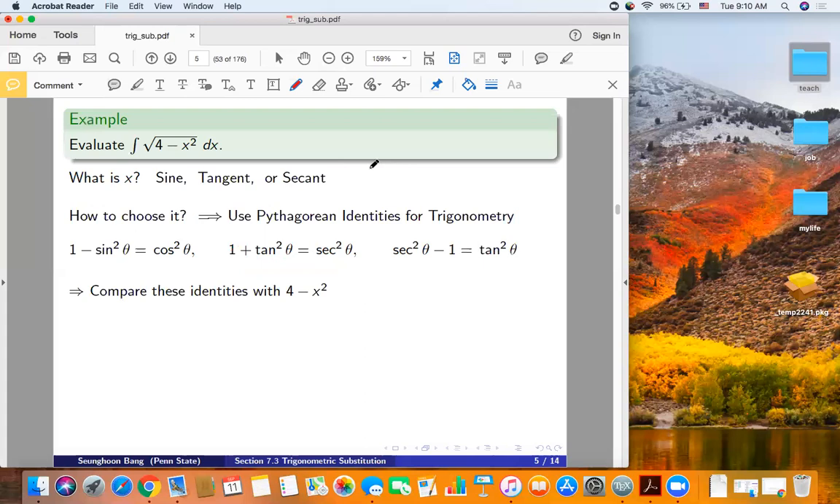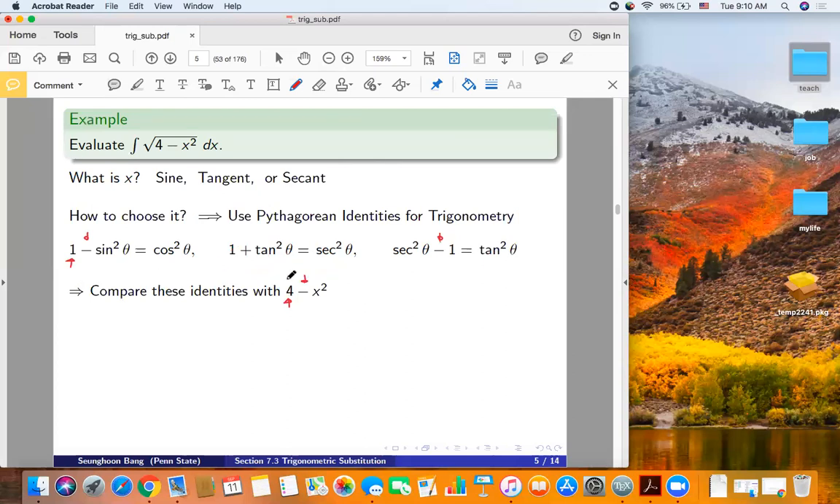So compare these identities with 4 minus x squared. Let me see. We have a negative sign. So which one? Here, negative sign and negative sign. One more, the constant in front. Which one has a constant? Yeah, this one has a constant, exactly 1 minus sine squared.